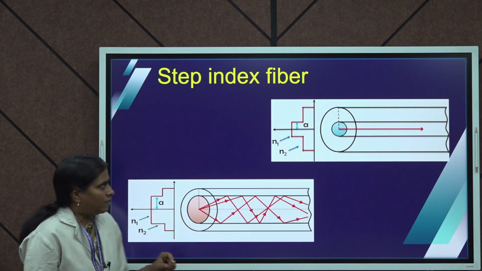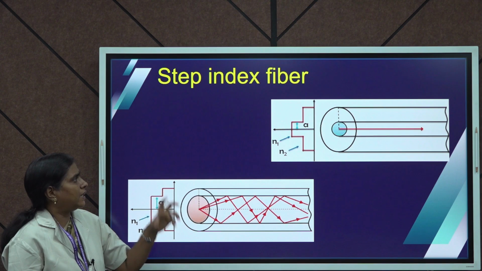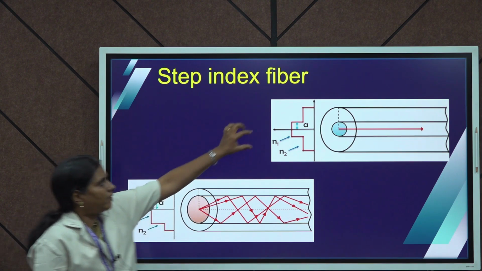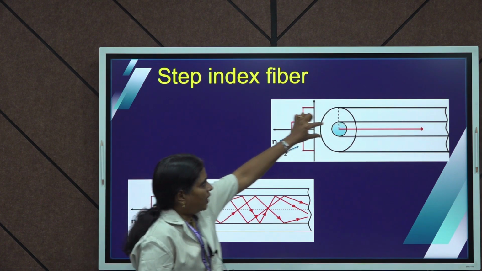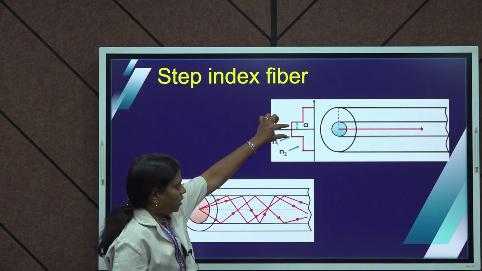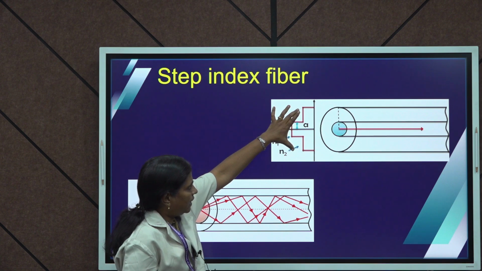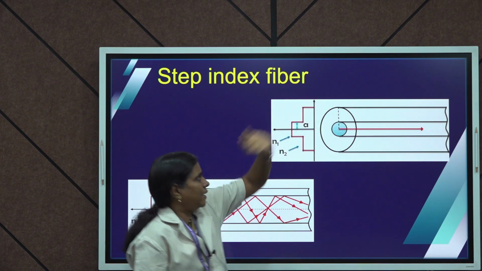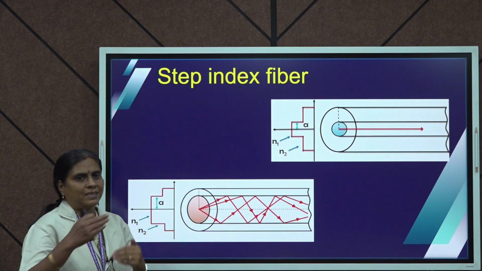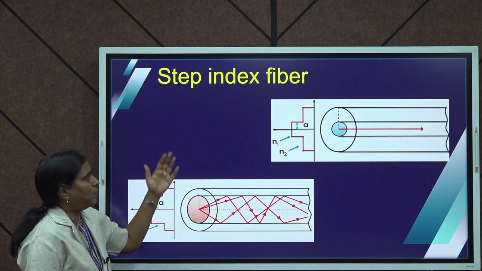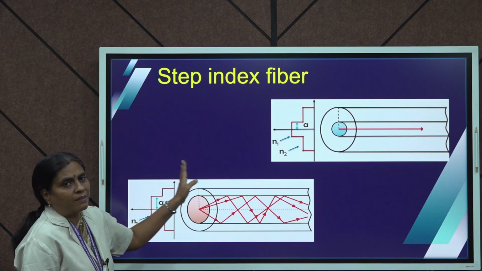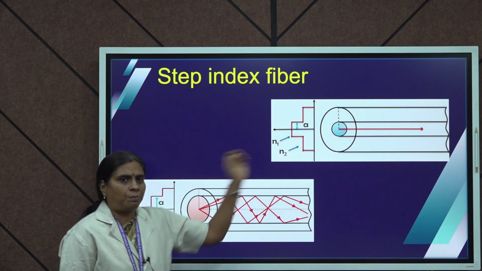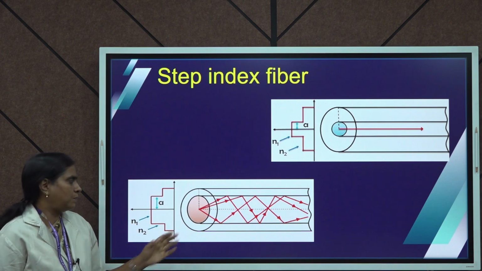Here the main difference between step index and graded index fiber is, here the refractive index varies step by step. So, here the refractive index of the core is N1 and the refractive index of the cladding is N2 and for air it is N0. So, it varies step by step. So, it is called step index fiber. There are two types of step index fibers available. One is single mode step index fiber and the other one is multi mode step index fiber.